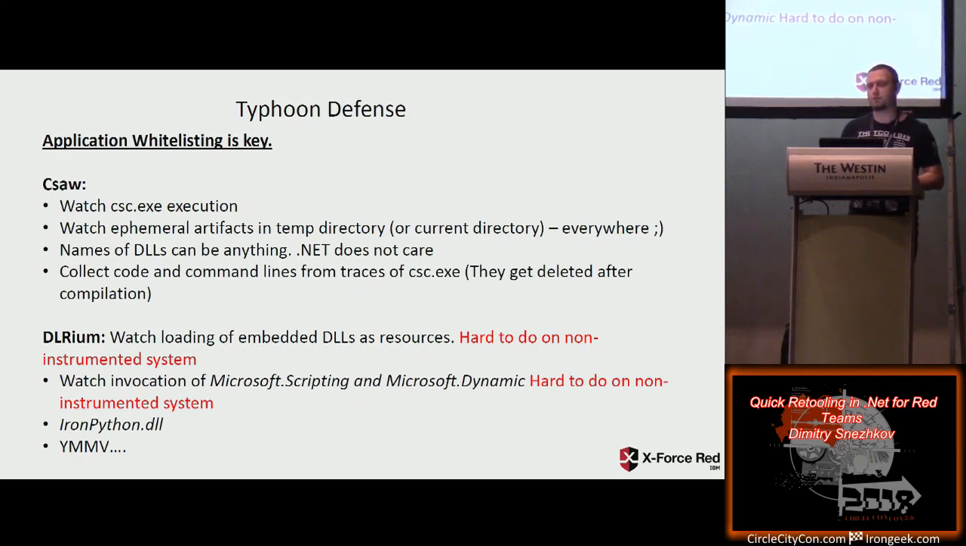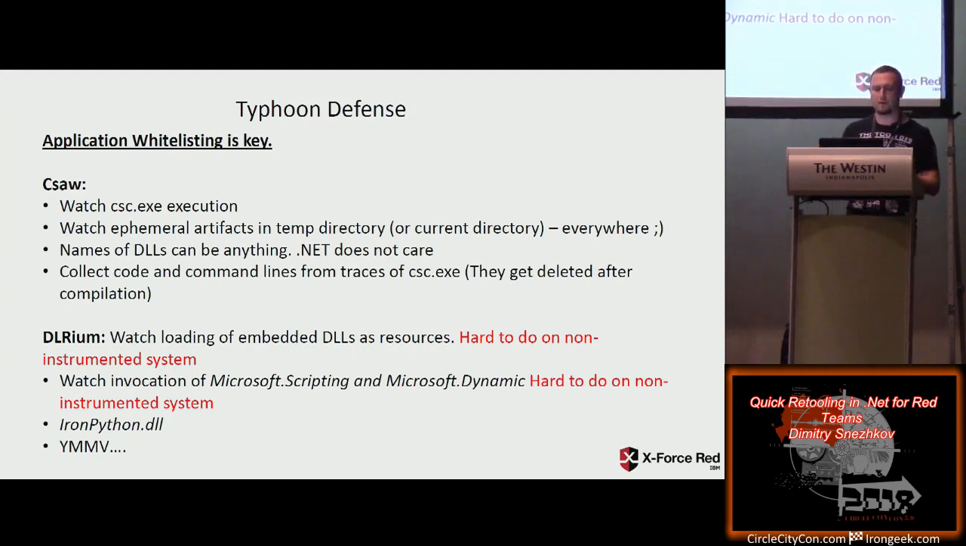Beyond that, if you are not able to do so, then for the Seesaw part of it, you need to watch for csc.exe execution or artifacts. Okay, because the code gets compiled and leaves artifacts. So you watch for those ephemeral artifacts in temp directories. You do not rely on DLLs being DLLs. You also need to understand that they can be net modules, so you can actually somehow fingerprint them. DLLs for .NET don't have to be .dll. They can be .temp, right? So don't rely on fingerprinting by names. Collect code and command lines from traces of csc.exe to see what actually is being compiled and what the attacker is trying to do.